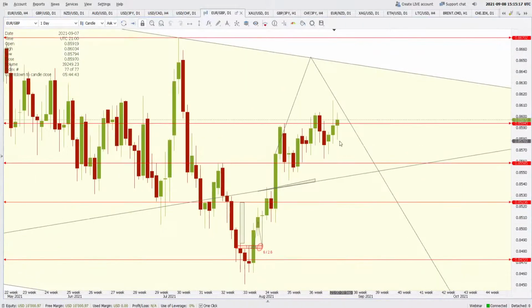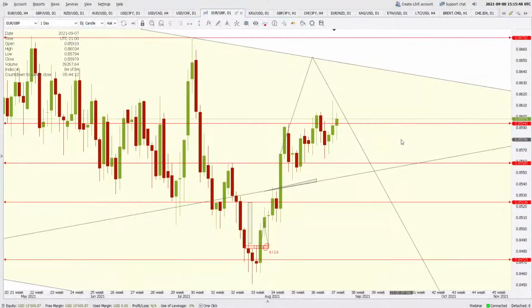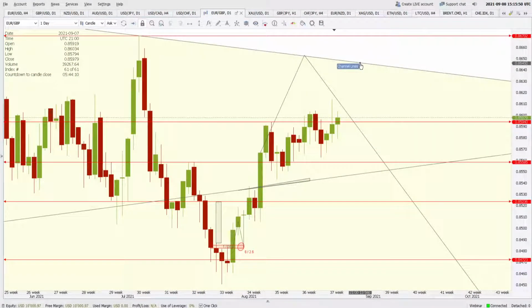Euro GBP was trading at the level of 0.8594 day before yesterday, or actually on 2nd of September. The price was rejected from this level. Then yesterday it was rejected again, and today the price is trying to close higher than this 0.8594 level. This is indicating that the euro is still stronger than the Great Britain pound, and maybe the price will go back to this channel's resistance again before it starts going down. But for that we need to see how the price behaves at this line.